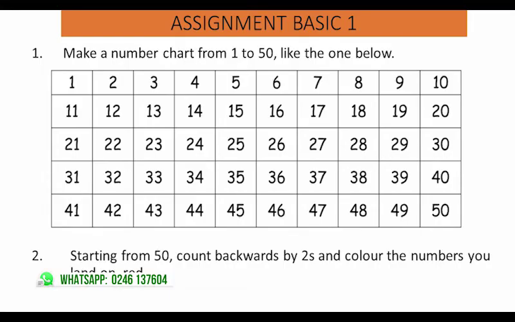Now, I have a little assignment for you to do for me. Assignment for Basic 1. Number 1. You are to make a number chart from 1 to 50, like the one below. 2. Starting from 50, count backwards by 2s and color the numbers you land on red. So you are going to count backwards by 2 and color the numbers you land on with the color red.